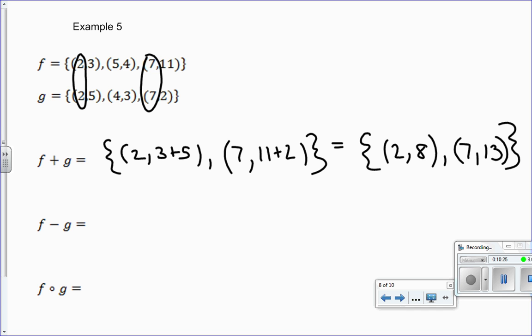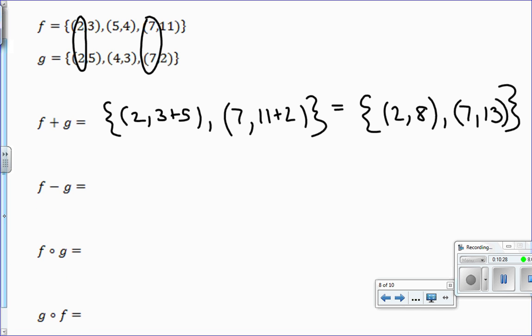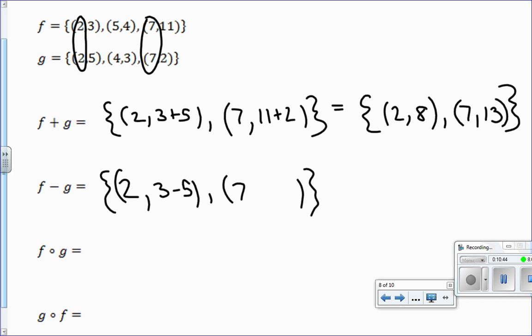We could also subtract these outputs. So f minus g will have the same domain. We're going to find ordered pairs for 2, and we're going to have to find the ordered pair that has the 7. But in this case, we're going to subtract the outputs. So it'll be 3 minus 5, and then we'll have 11 minus 2. So this function looks like this. We will have 2 comma negative 2, and then 7 comma 9.